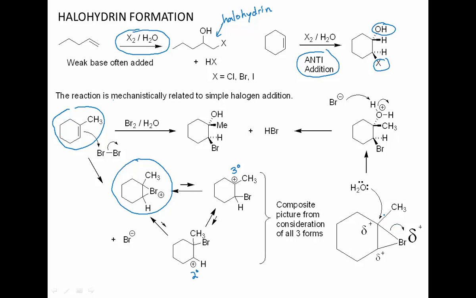Okay, so this is how we get this regiochemistry, okay, where the water comes to the more substituted carbon, the bromine to the less substituted carbon. In the final step, we just pull off the extra hydrogen with bromine, and this regenerates our other product, HBr. Okay. All right.